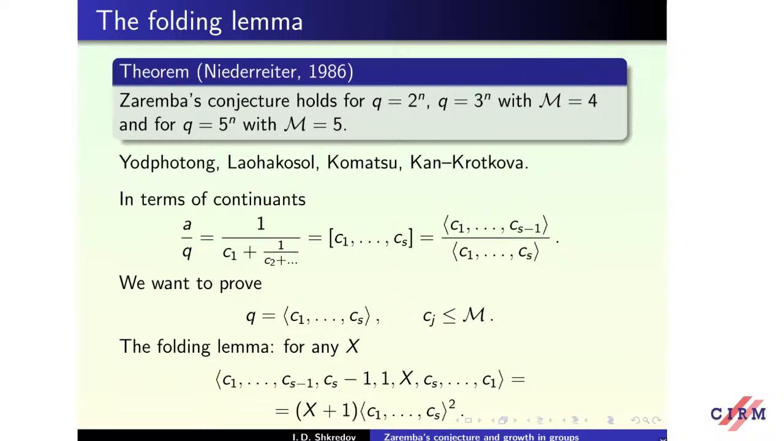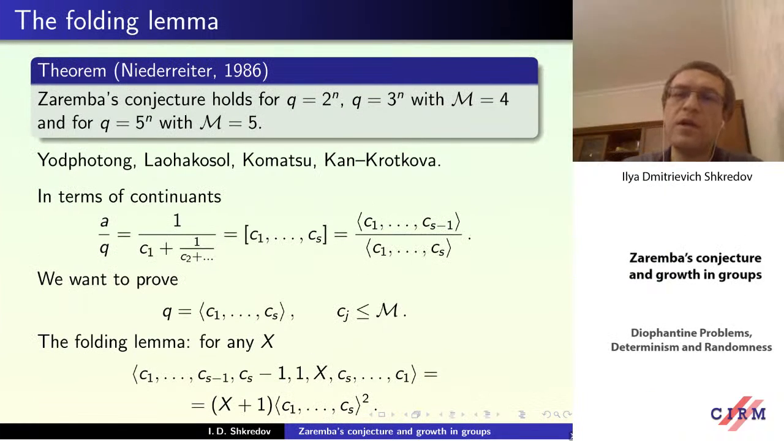For specific Q, the Zaremba conjecture is known to be true. It's a famous result of Niederreiter, who proved that for a specific Q, say Q equals 2 to the n or 3 to the n, you can take even M equals 4, and for 5 to the n, M equals 5. And there are other results in this direction by other mathematicians who take other sequences of Q, not exponentially growing, but even faster.